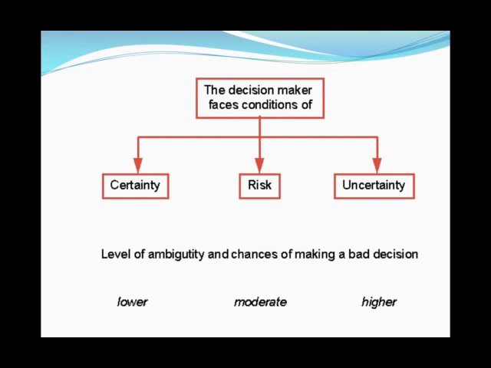So this is a different way to look at it. The decision maker faces conditions of certainty, risk, and uncertainty. And the levels of ambiguity, or the levels of really not knowing, and the chances of making a bad decision get higher as we move up this line. So we could make a bad decision here, but we have a lot of information, so we're less likely to. Here, okay, we don't know everything, and here it's like, man, we just don't know a lot of things, so the likelihood of us making a bad decision is much higher.